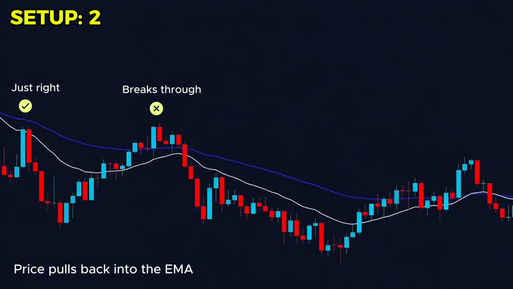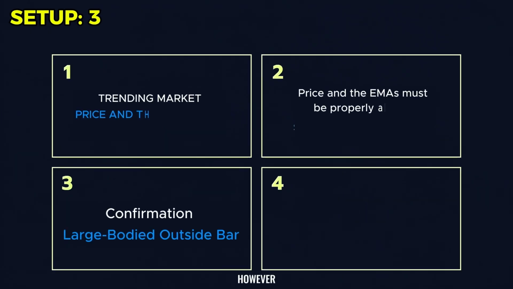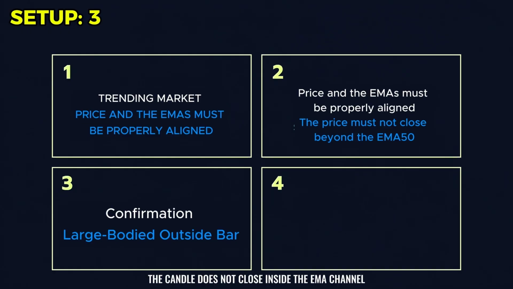Now let's look at another example. In this chart, the price pulls back 3 different times. The first pullback, on the left side, never reaches the EMA channel. There is one candle with a long wick. However, the candle does not close inside the EMA channel, so it doesn't count.